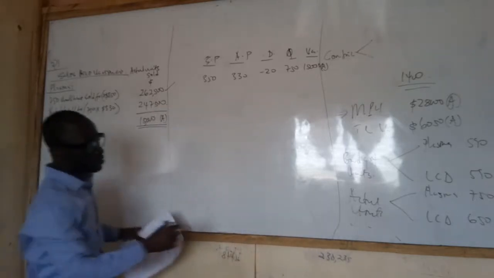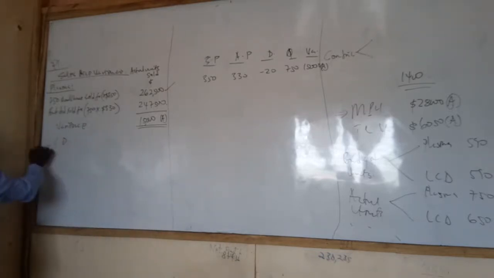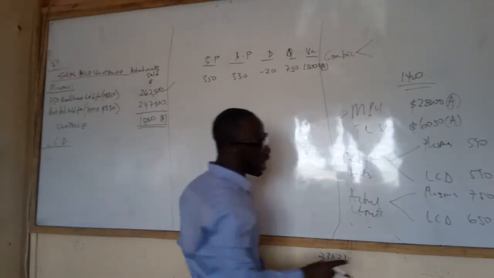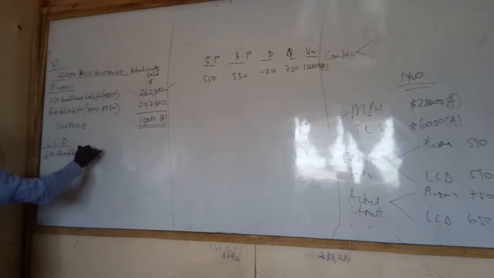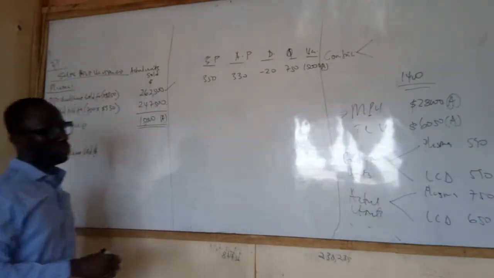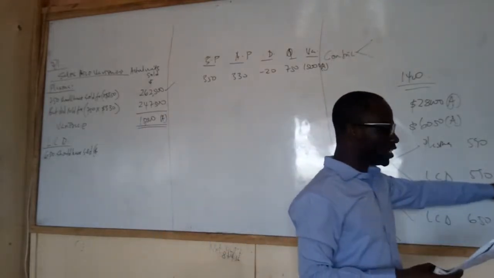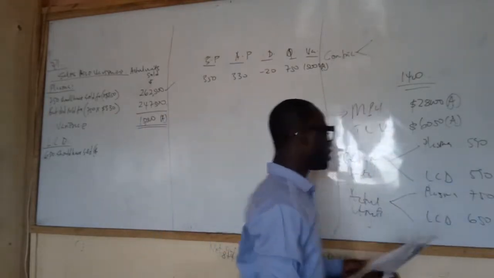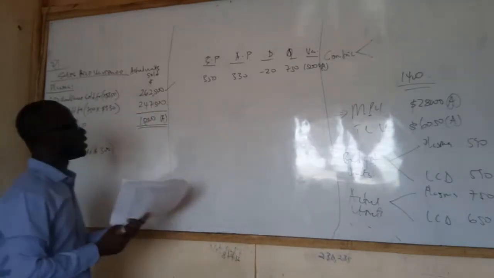Next one, LCD TV. Let's go. For LCD, the actual is 650. So the 650 should have sold for the standard price for the LCD. What is it? Standard price, 300. We have it here, $300. So what do I have? 650 by 300.